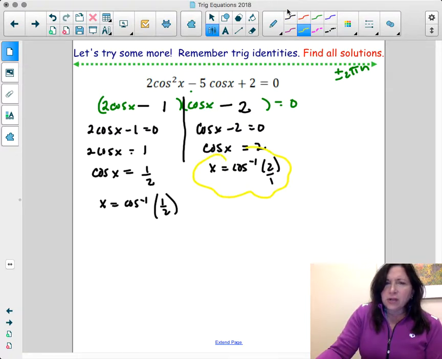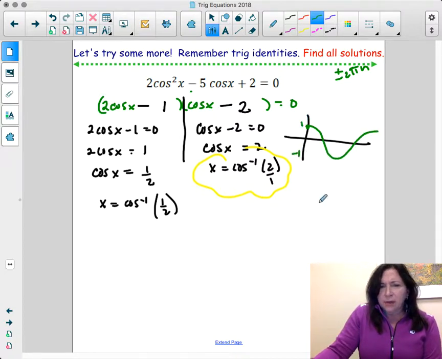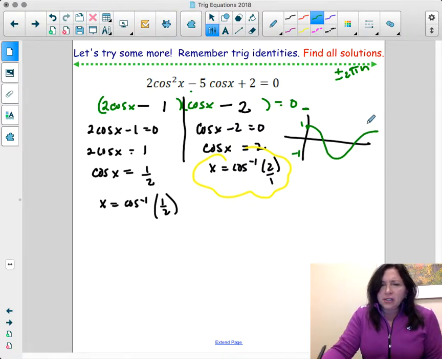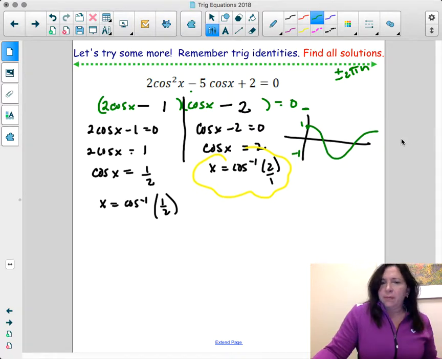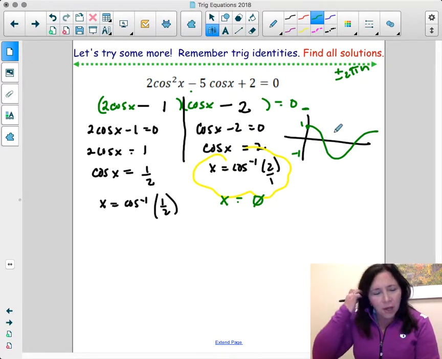When you're looking at that and you're asking yourself, where's cosine 2? Let me draw my graph. Remember our graph of cosine? Cosine starts high, ends high. And this was 1 to -1, right? Where is cosine going to be 2, which is up here? Well, we're not doing any kind of shifting or anything like that. This is just our sinusoidal graph. It is never going to be 2. So this is a no solution here. There's no solution for this value. There is nowhere where cosine is going to be 2.